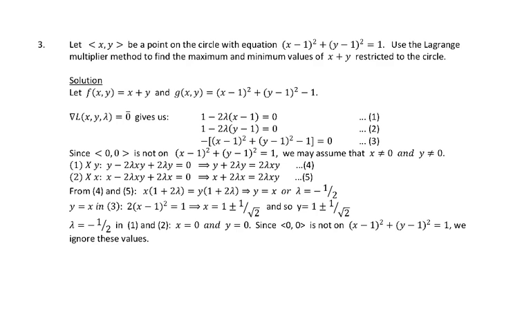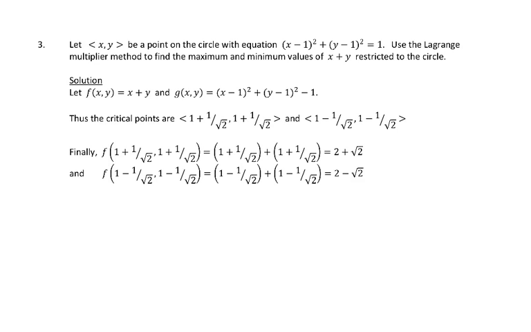If we put lambda equal to negative a half in equations 1 and 2, we see that x is 0 and y is 0. But since the point (0, 0) is not on the given circle, we can ignore these values. So the critical points are (1 plus 1 over the root of 2, 1 plus 1 over the root of 2) and (1 minus 1 over the root of 2, 1 minus 1 over the root of 2). Remember, we had y is equal to x. That means the two coordinates must be the same.